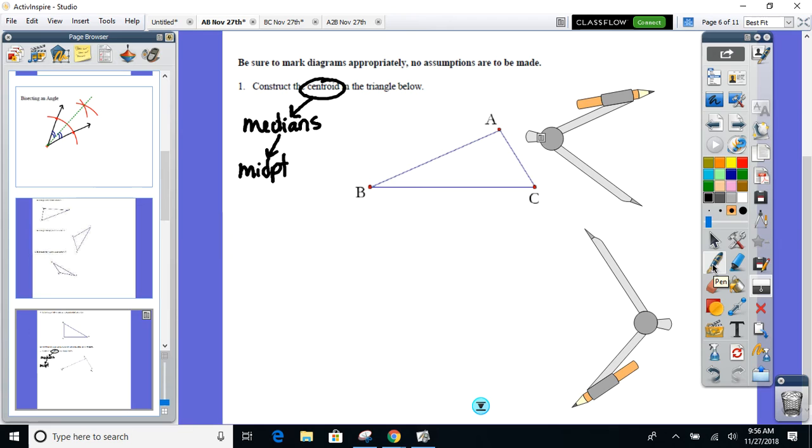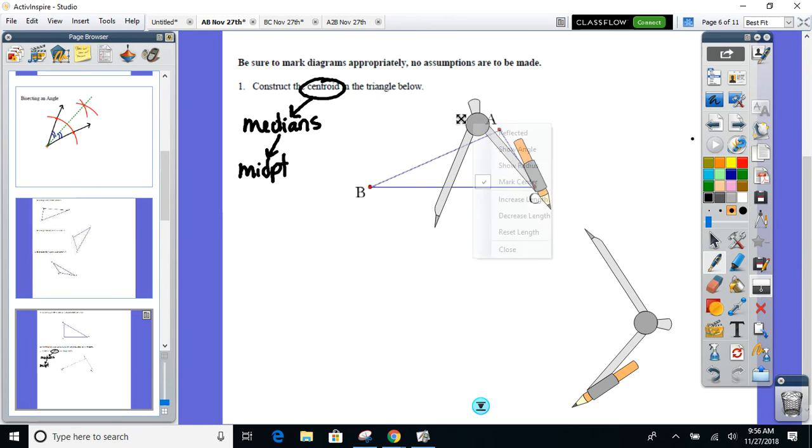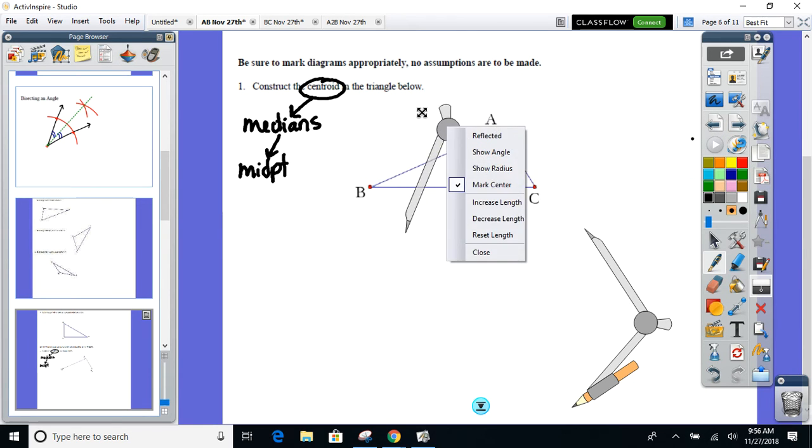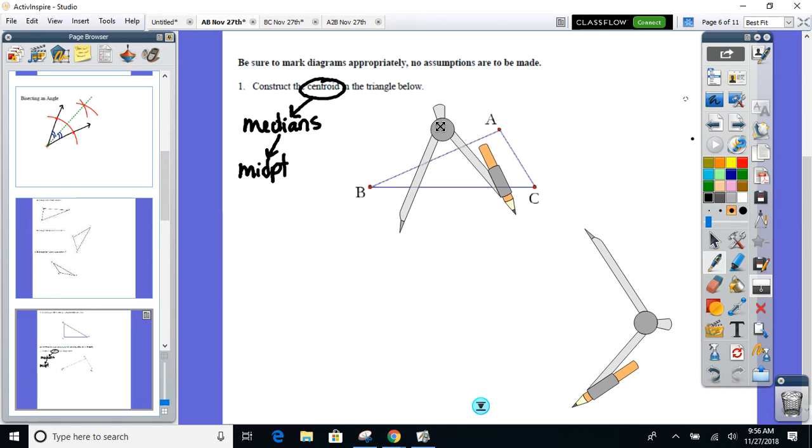All right, here we go. Which one do we want to do first as a class? How about BC? All right, please. You're going to have a lot of arc marks going on now because you're going to have to do this for two sides.